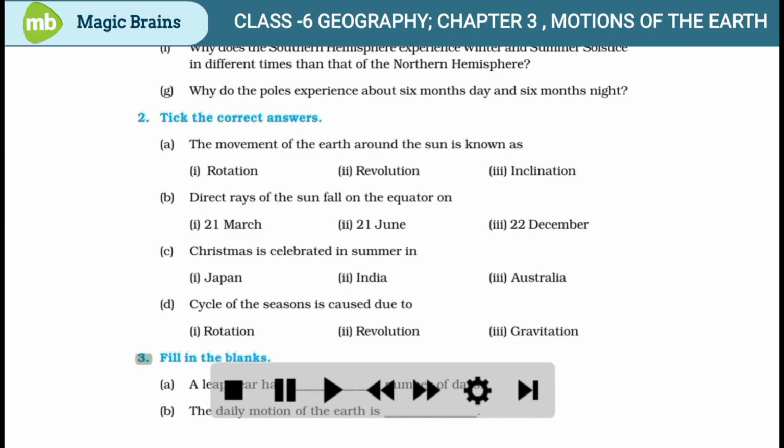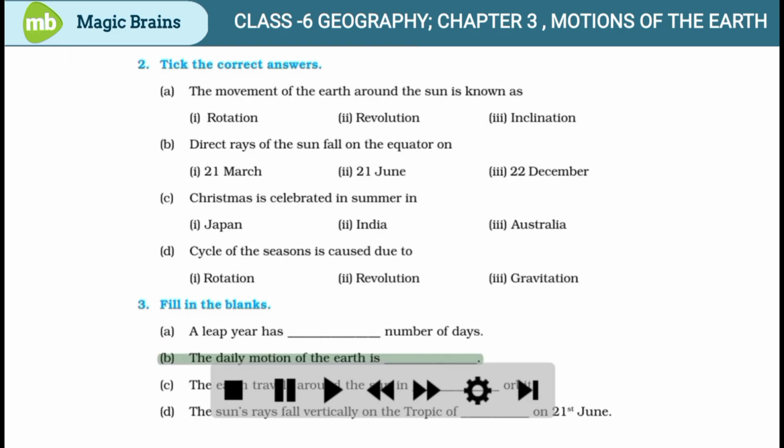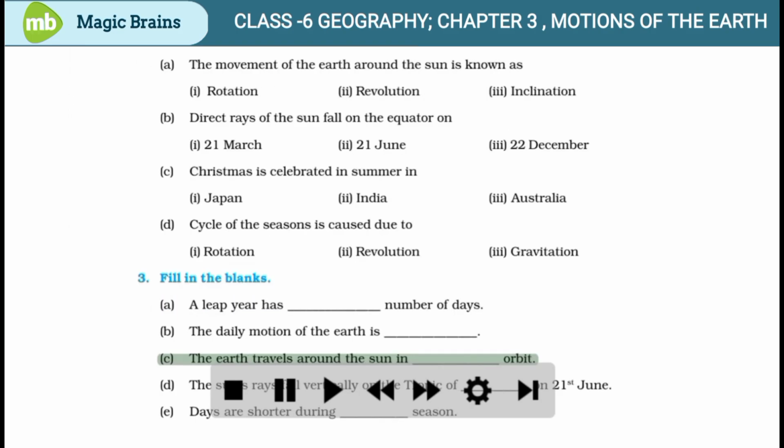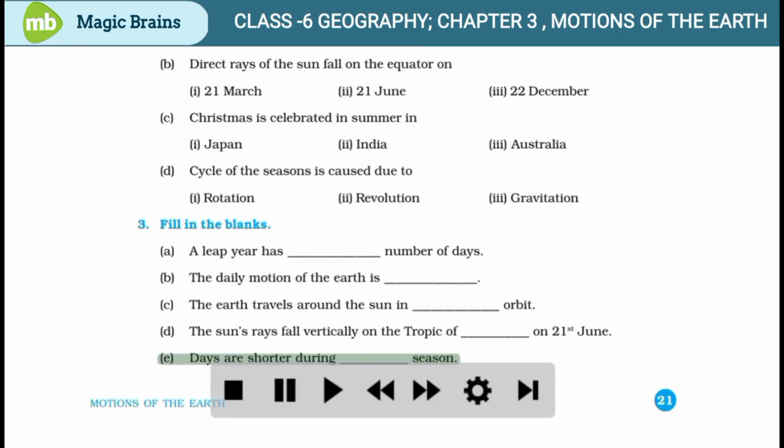3. Fill in the blanks. A. A leap year has dash number of days. B. The daily motion of the Earth is dash. C. The Earth travels around the Sun in dash orbit. D. The Sun's rays fall vertically on the Tropic of dash on 21st June. E. Days are shorter during dash season.